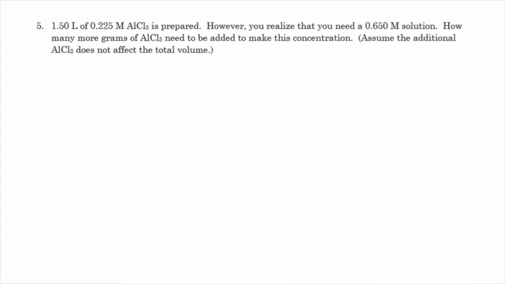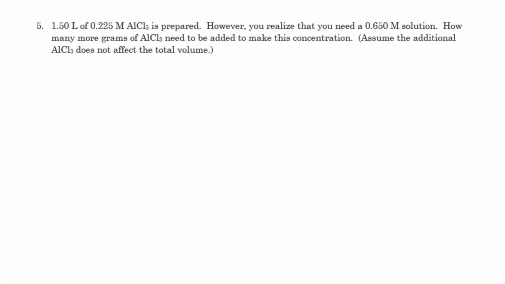Question 5. We have 1.5 liters of 0.225 molar aluminum chloride solution. So we make it, and then we realize we need to add more of the solute to make it more concentrated, because we want a 0.65 molar solution. How much more do we need to add in grams? Now we're going to assume the aluminum chloride does not affect the total volume. So we have to assume that we start with 1.5 liters and we end with 1.5 liters.